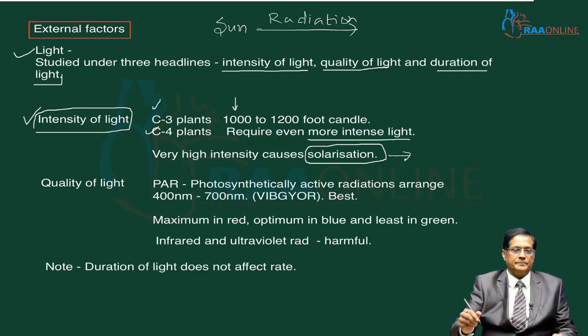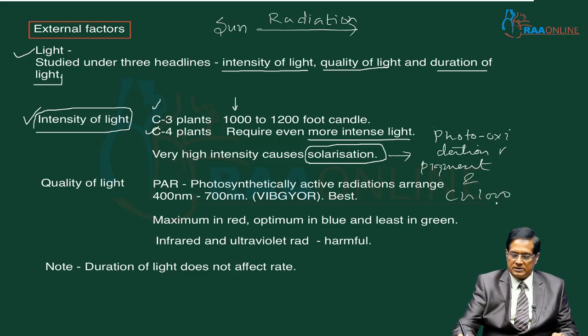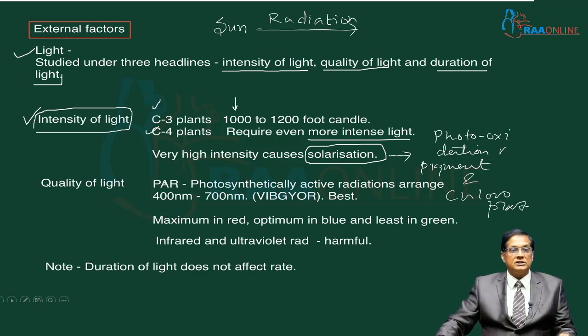In that case, photooxidation of photosynthetic pigments and chloroplast. Chloroplast damages due to high light intensity, and instead of enhancing, the process is completely stopped. Solarization is harmful activity.